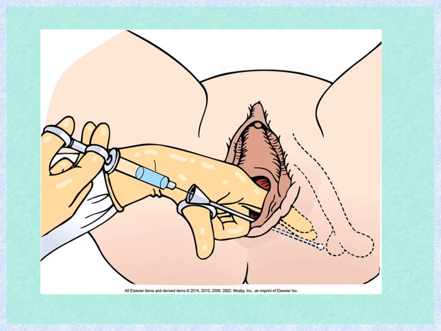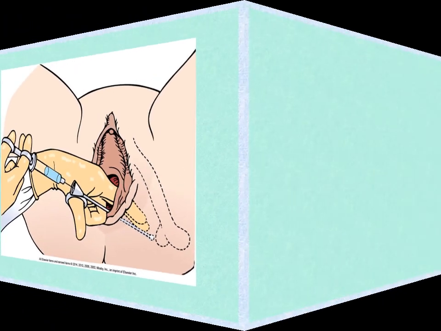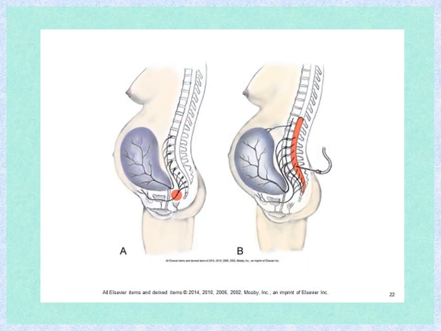A pudendal nerve block is administered late in the second stage of labor and is useful if an episiotomy is to be performed or if a vacuum extractor is to be used. In this diagram, A shows the site that is affected with a pudendal nerve block, and B shows the site that is affected with an epidural block.